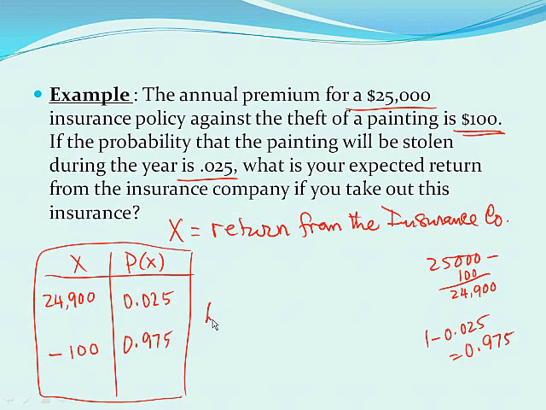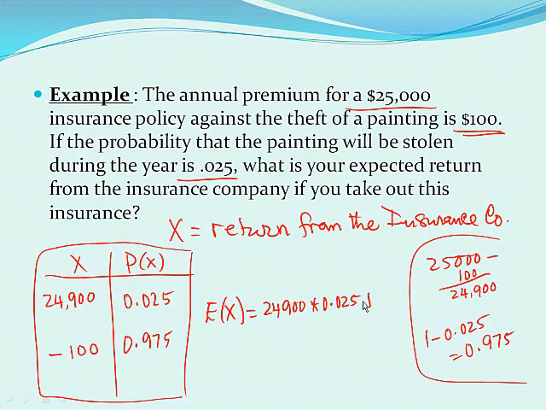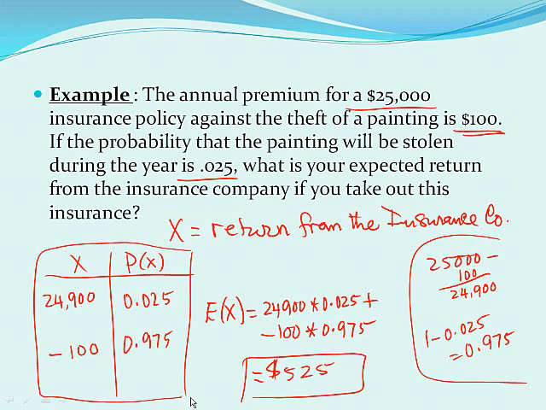So to get the expected value, as we did before, we need to multiply the x values with the probability and add them together. So that will be 24,900 multiplied with 0.025 plus -100 times 0.975, and we are going to get a value of $525. That will be the expected return from the insurance company.